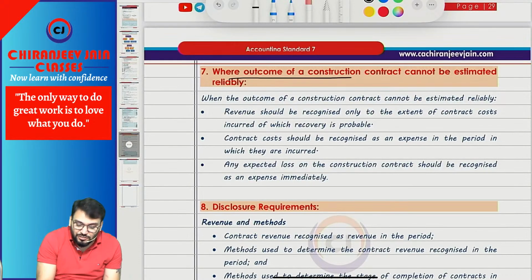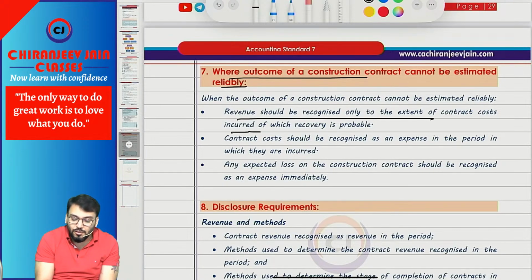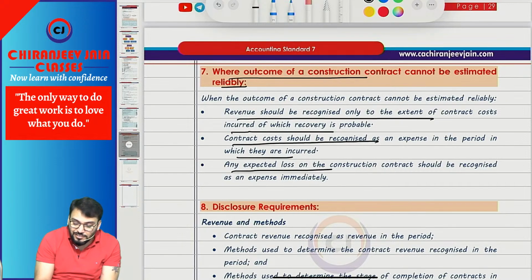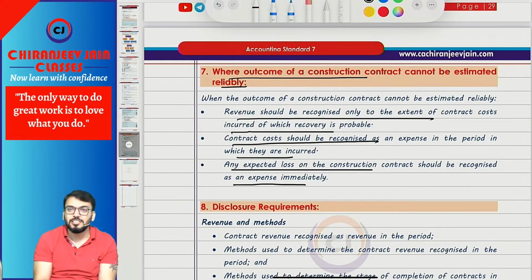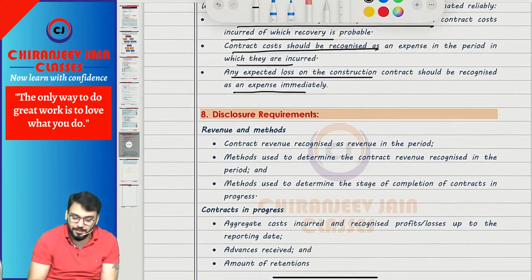Now when the outcome of a construction contract cannot be estimated reliably, revenue should be recognized only to the extent of contract cost incurred of which recovery is probable. That only I have said. Contract costs should be recognized as an expense in the period when they are incurred, whether they are recoverable or non-recoverable. So the entire contract cost will be recognized as an expense. Any expected loss on a construction contract should be recognized as an expense immediately. I am talking about future non-recoverable cost. Chalega? Correct.